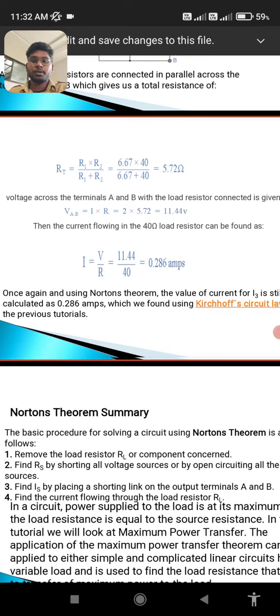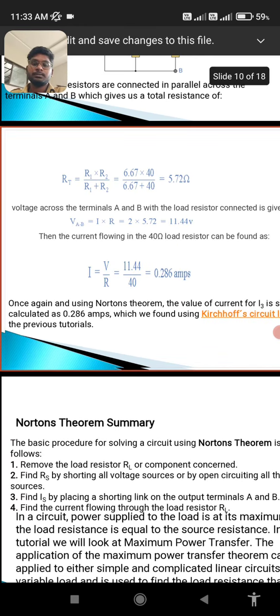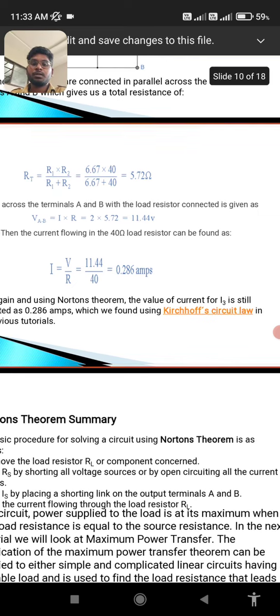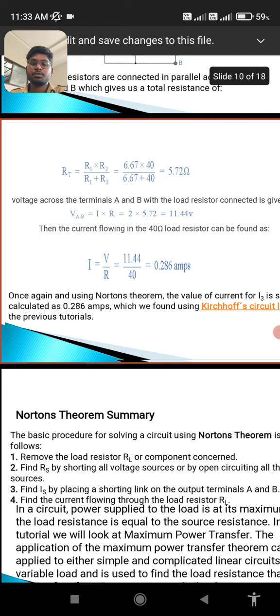Then the current flowing in the 40 ohm load resistor can be found as I = V / R = 11.44 / 40 = 0.286 amps. Once again, using Norton's theorem, the value of current for I3 is still calculated as 0.286 amps, which we found using Kirchhoff's current law in the previous tutorials.